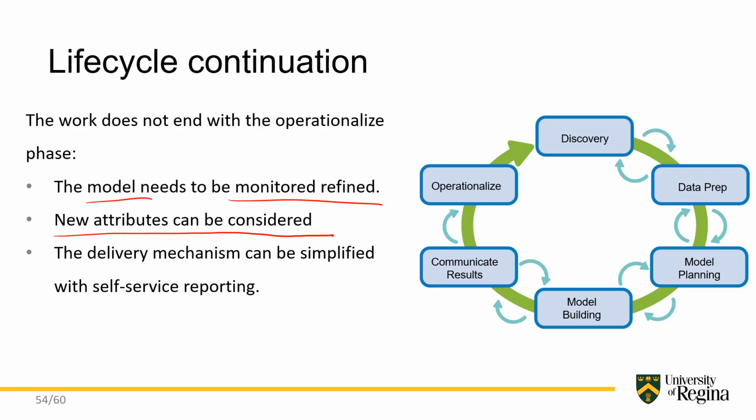With COVID-19, a lot of processes have been changed. So a lot of new attributes are added to all the systems. So this is kind of a normal process that things could change. And also you may want to add some different scenarios, like you want to create a delivery mechanism that could provide self-service reporting to the clients.